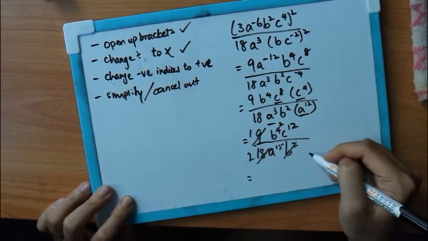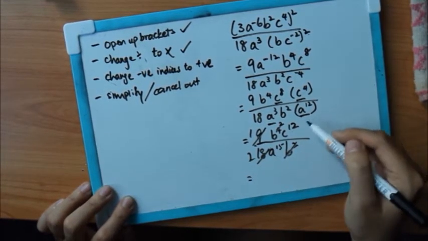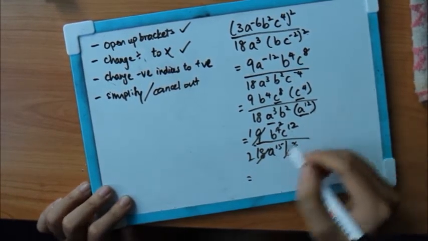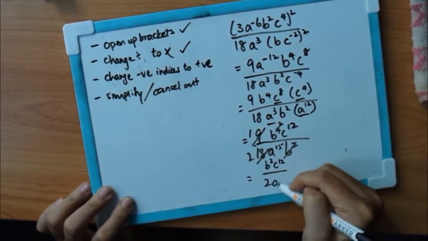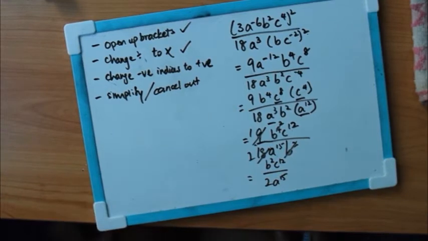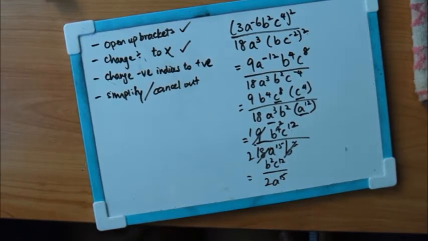C, I don't have anything on the bottom to cancel out. A, I don't have anything on top to cancel out. So it's just simply b squared c 12 over 2a 15. Okay, so this is an example.